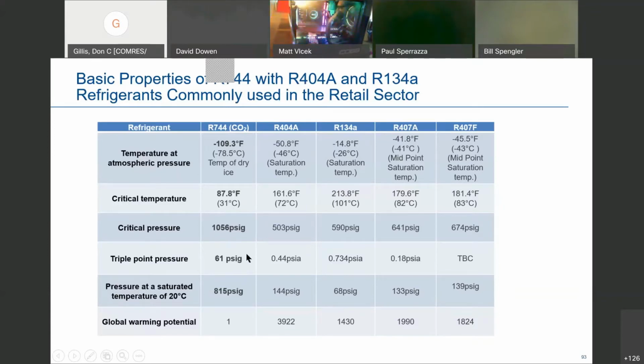So in other words, when we charge a system, we have to make sure that we're way above the 61 PSIG. We cannot go in with liquid right away. We get the opportunity of having dry ice. Okay, so we have a solid, liquid, and a vapor at the 61. I'll show you a little chart here in a little bit.